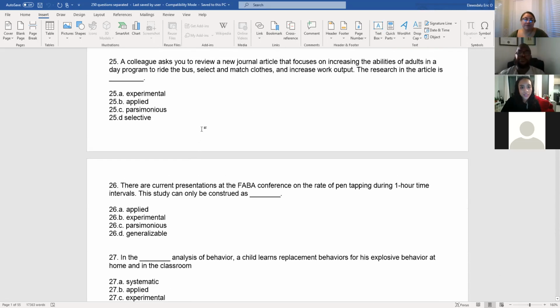A colleague asks you to review a new journal article that focuses on improving the abilities of adults in a day program to ride the bus, select the matching clothes, and increase work output. The research in the article is applied. We don't have selective, so that's out. It's not parsimonious, the simplest explanation. It's not experimental, so it's applied. 25B, right, applied.